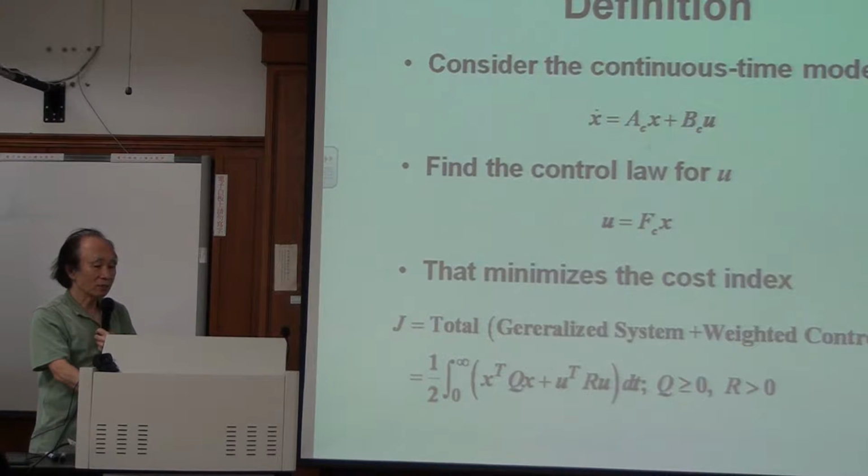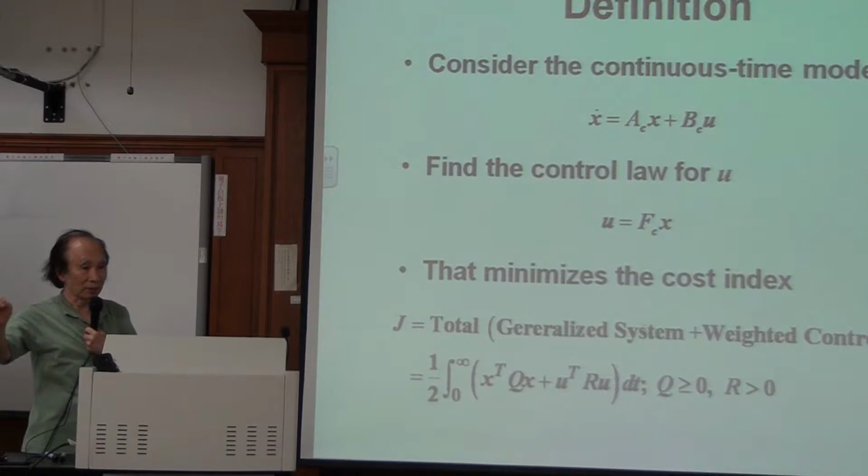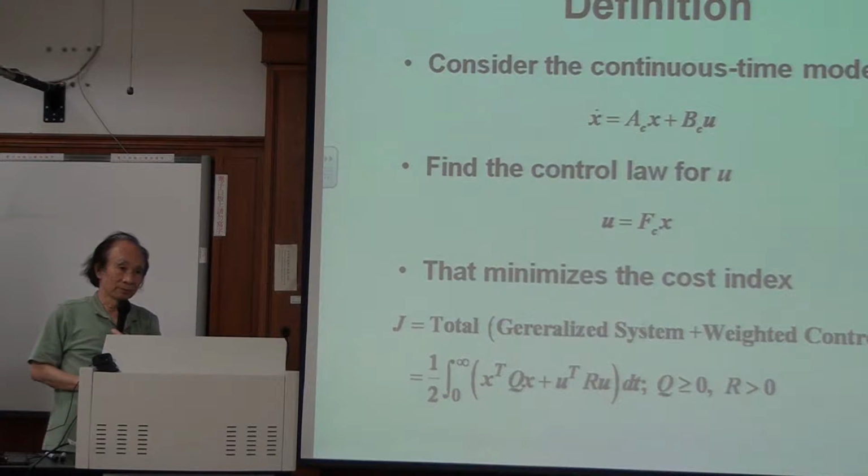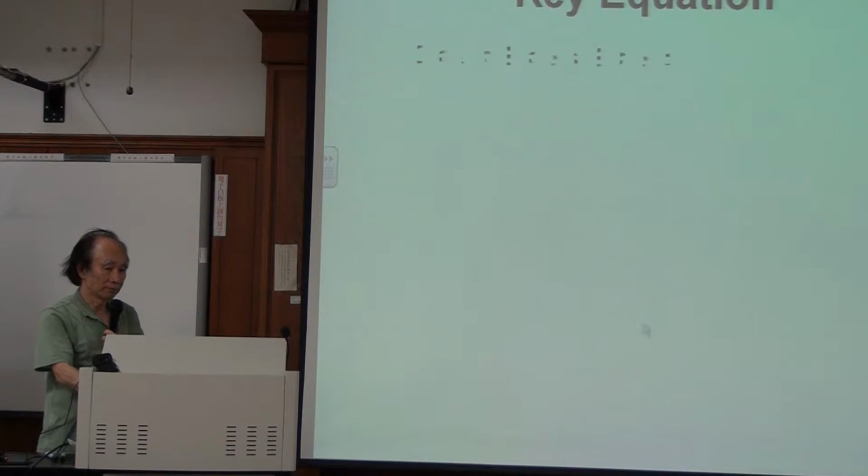If I look at this, X dot equals ACX plus BCU and U equals FCX. However, again, if I minimize this cost index, then it's optimal control. If I don't minimize this cost index, and I just use a pole placement technique to compute FC, then that's not optimal control. That's not the way of optimal control.